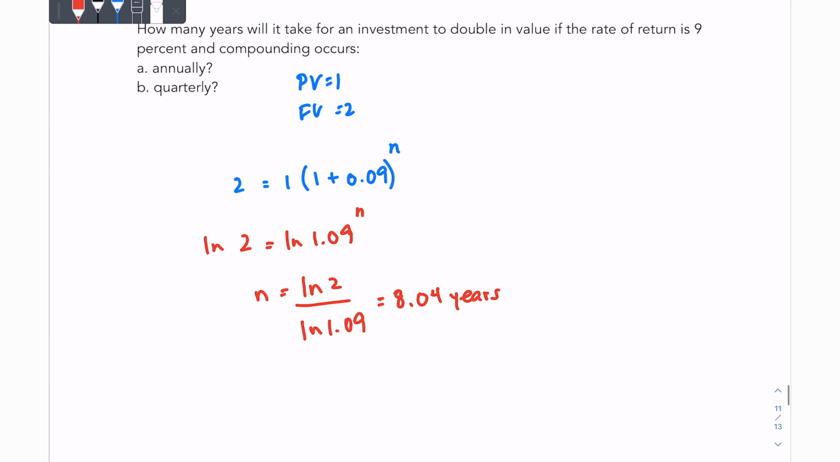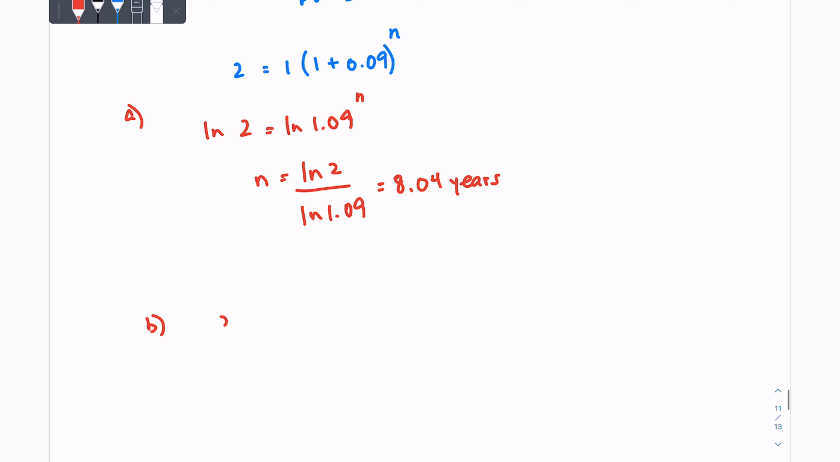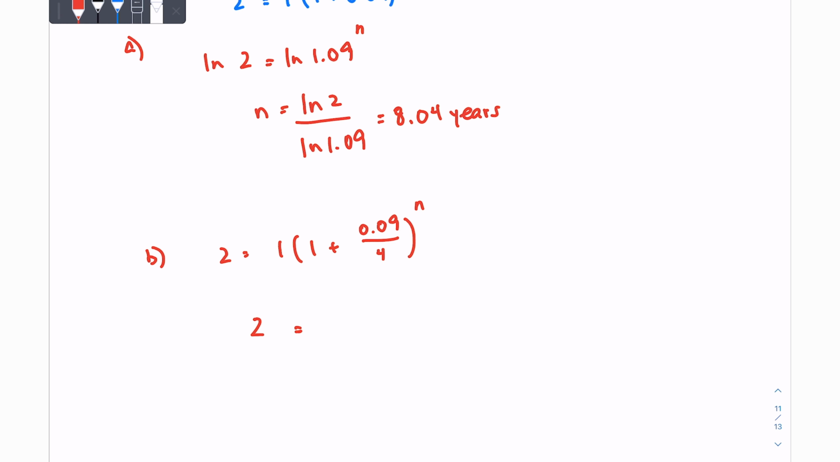Now, if the compounding were quarterly, I'd basically do the same thing. So this was for A. For B, it would still be 2 equals 1 times 1 plus, but this time my rate would be divided by 4, to the n. And I would go about it in a similar way. 2 equals 1 plus 0.09 divided by 4, which is 1.0225, to the n.